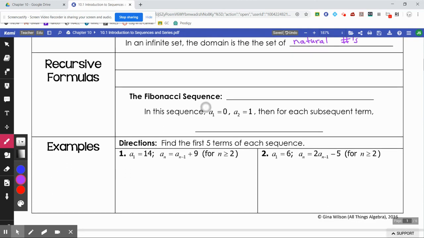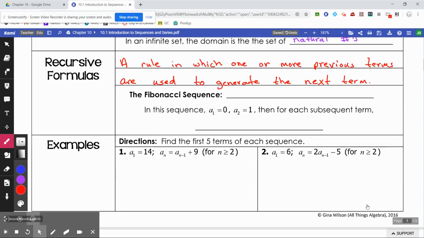Now let's talk about what we mean by a recursive formula. The recursive formula is a rule in which one or more previous terms are used to generate the next term. Now, I could give you a verbal example of this if I say each number in a sequence is 3 more than the one before it, or each number in a sequence is 5 times the one before it. Notice that I'm comparing each number to the ones before it.